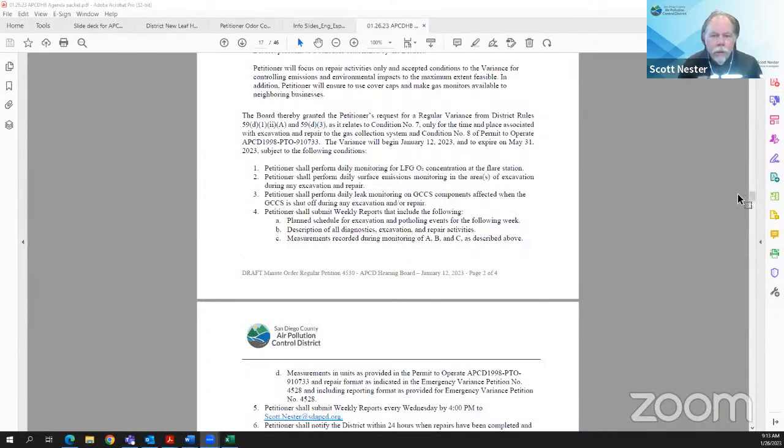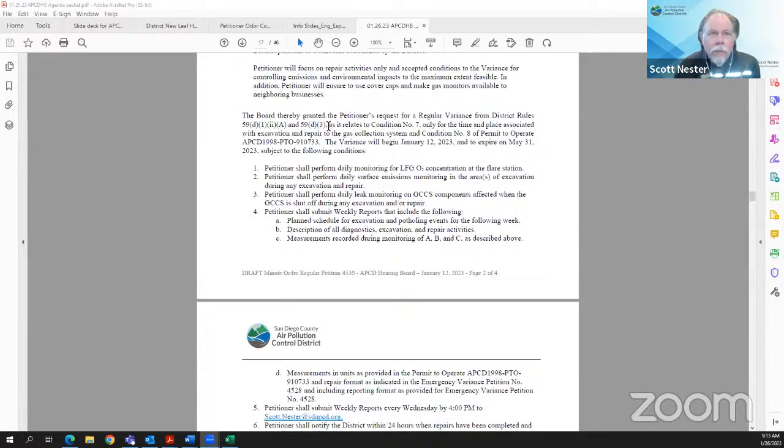So we want to suggest a few edits to the draft board order for the variance for Palomar Airport landfill. That would be starting on page 2 of the draft board order, or on page 17 of today's agenda packet. In the first paragraph that starts with "the board hereby grants," the first change that we would like to suggest is in the first sentence. We suggest replacing the words "as it relates to" with the words "and permit."